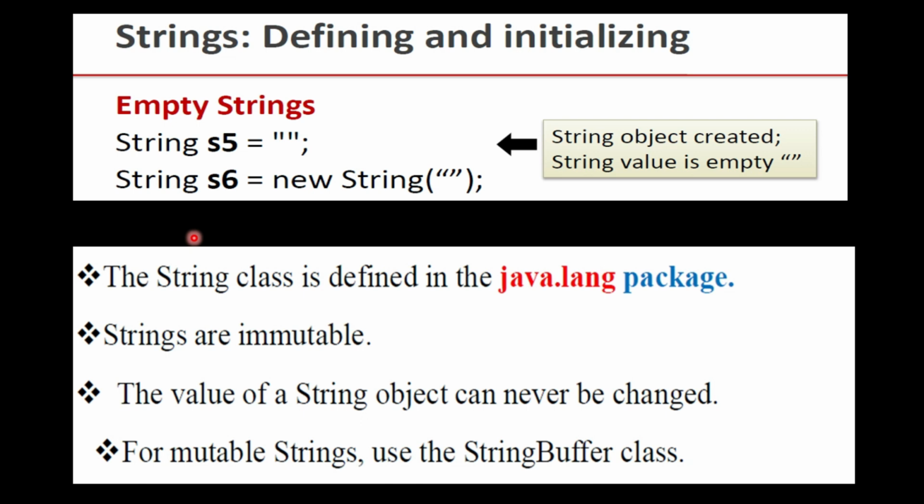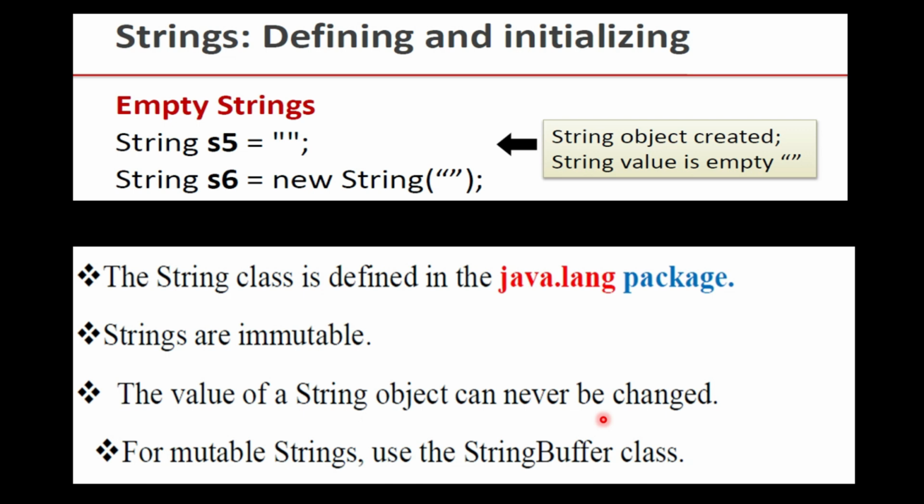Now whatever we have learned, its summary is given over here. The String class is defined in the java.lang package. This is the default package loaded in Java. And strings are immutable. Immutable means you cannot make changes in a string. Once it is declared, it stays forever. The value of a string object can never be changed.